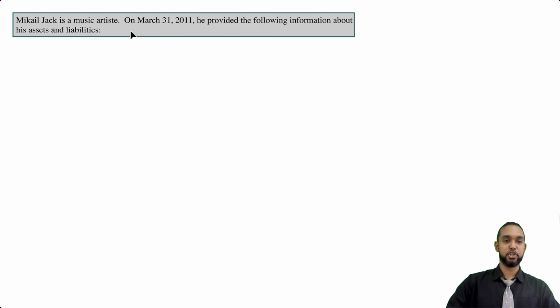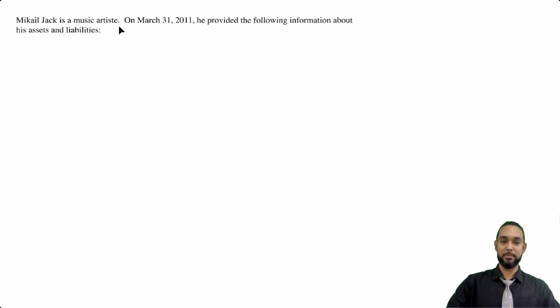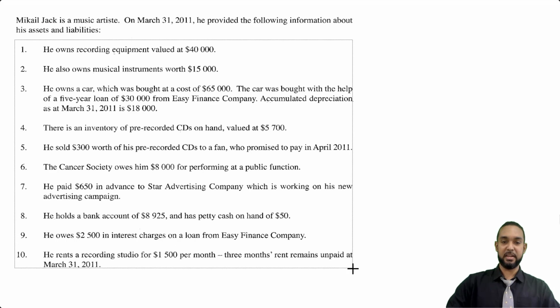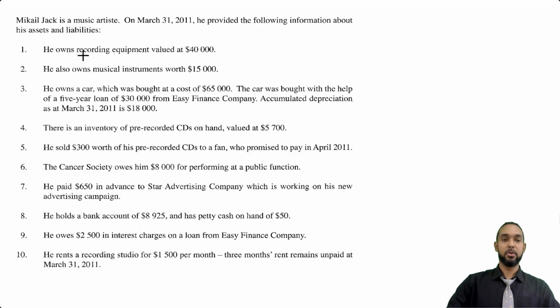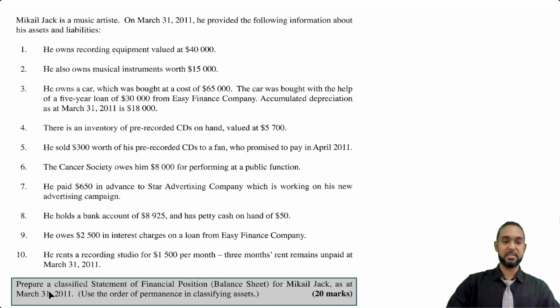Okay, so for question 1, we have Michael Jack is a music artiste. On March 31st, 2011, he provided the following information about his assets and liabilities. Now, they give us 10 items here, but instead of reading through all of them and discussing them one by one, let's take a look at the requirement first, and then I'll tell you what I'm going to do. So it says that we are required to prepare a classified statement of financial position, a balance sheet, for Michael Jack as at March 31st, 2011, using the order of permanence in classifying assets, full 20 marks.